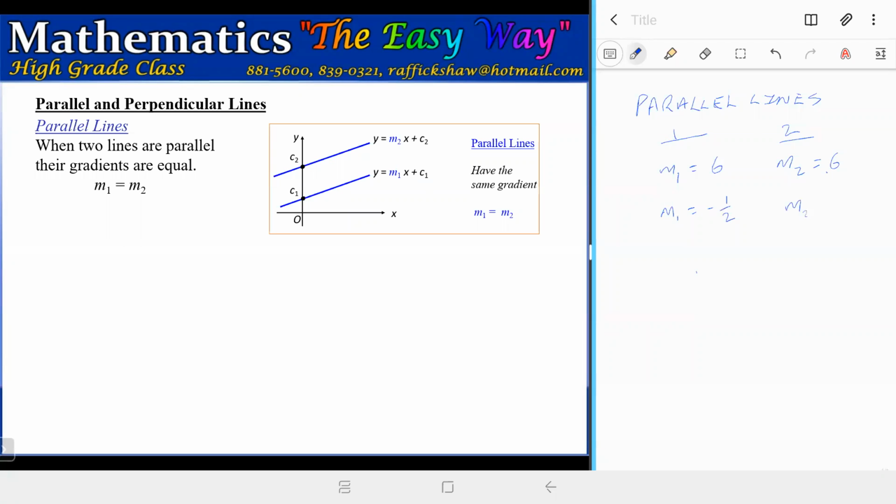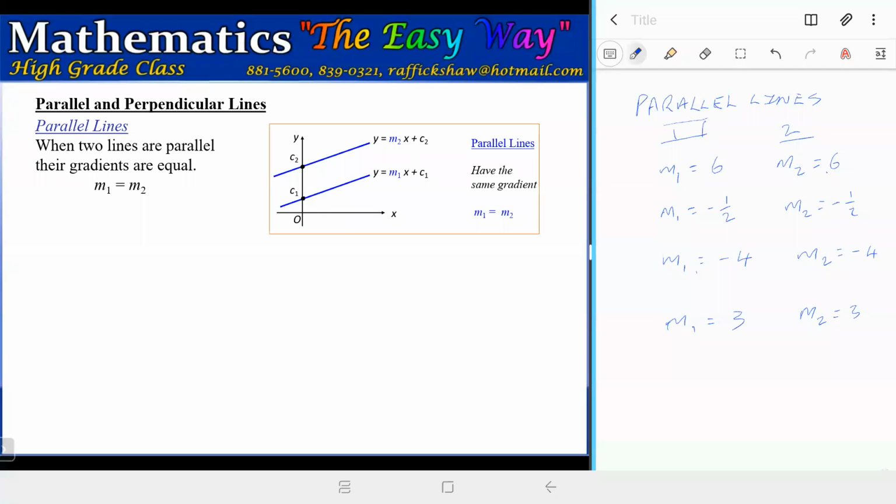The gradient of line 2 is also negative half. The gradient of line 1 is minus 4. The gradient of line 2 is also minus 4. And if you know the gradient of line 2 is 3, and they are parallel, then the gradient of line 1 is the same, 3. And that's the relationship between parallel lines.